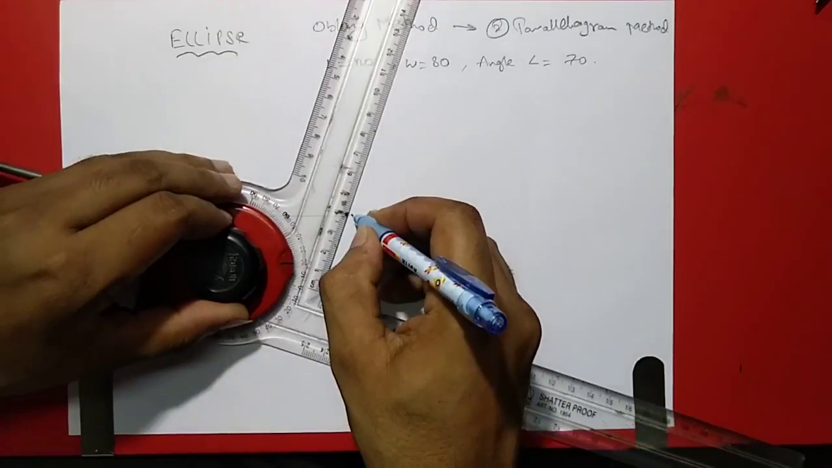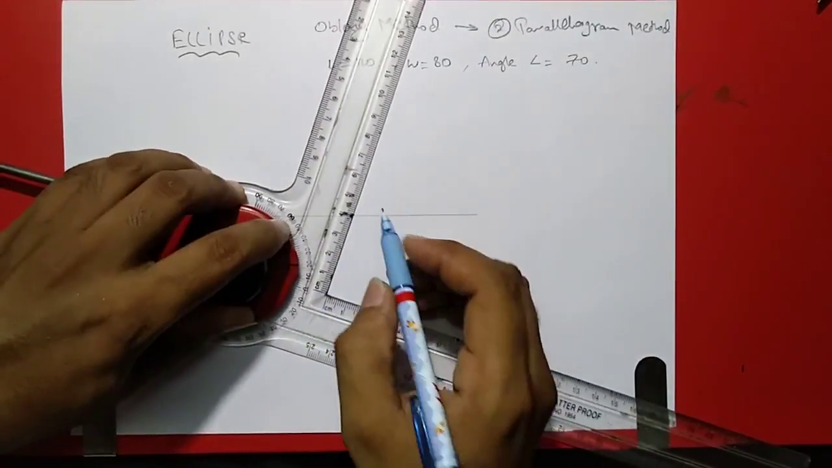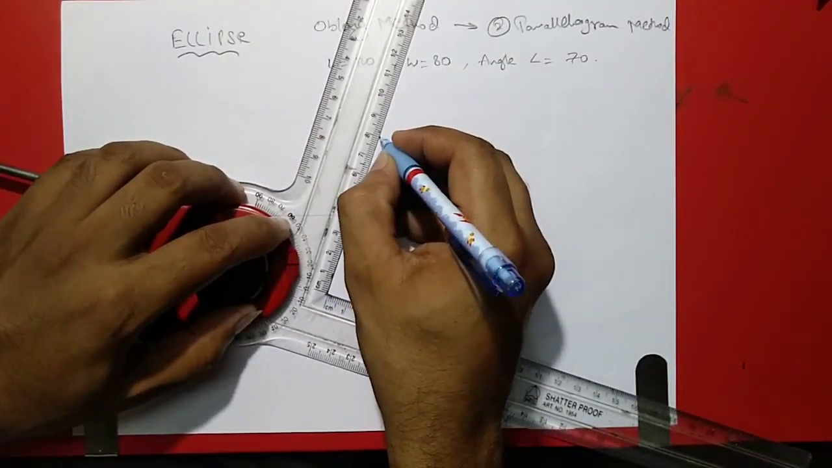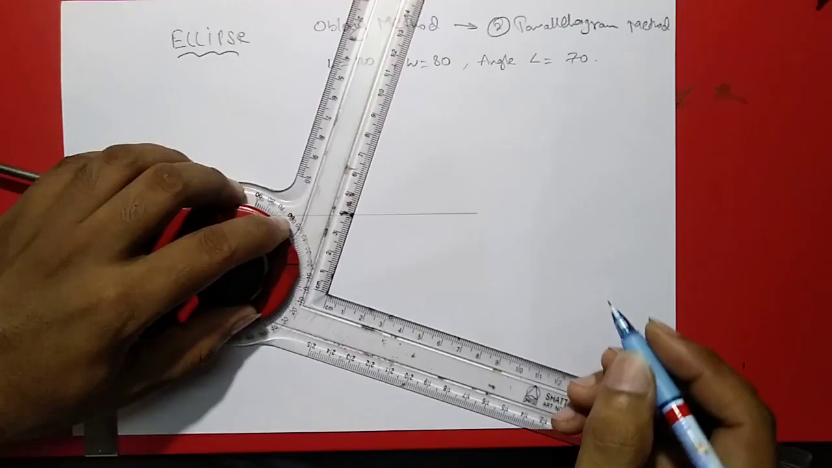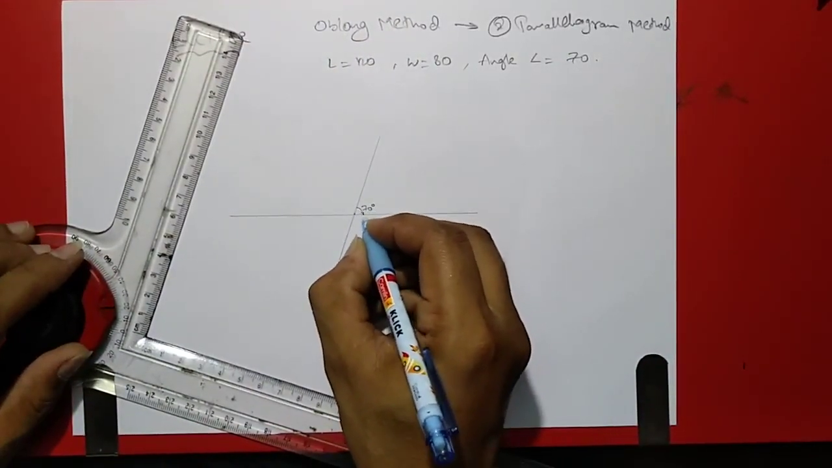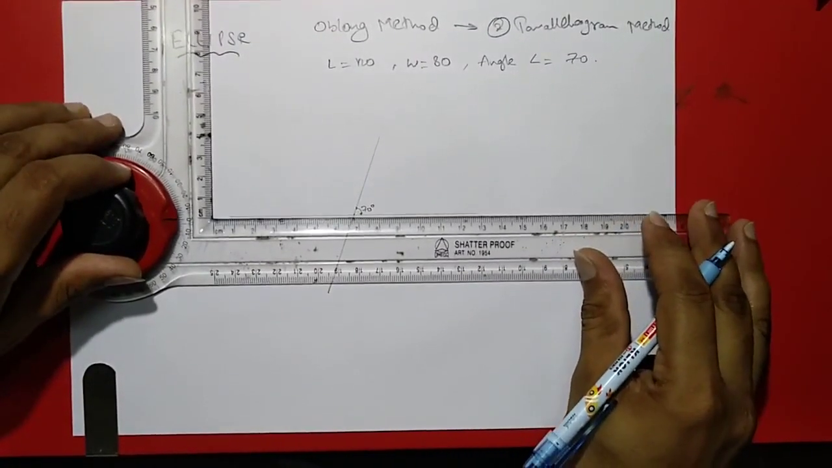Exact, this is the half, and I'll take 4 centimeters this side and 4 centimeters this side. That would be 40 and 40 because our width is 80. Right, we have finished this with the angle of 70 degrees. Again, I'll make this.